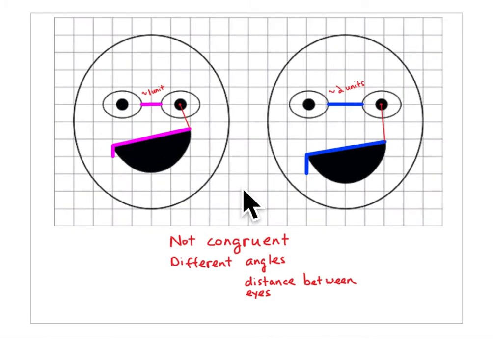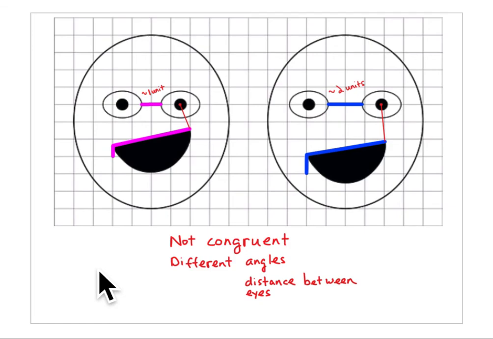And finally, if you look at the distance and the angle from the corner of the mouth to the eye, the distance is different. This one's longer than this one, and the angle from the corner of the mouth to the eye is different. So the angle from the corner of the mouth is almost straight up in this one, and this one is at more of an angle. So several things to look at to prove that these two faces are not congruent.